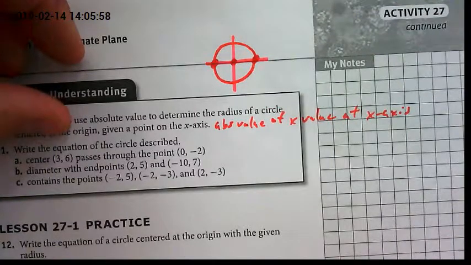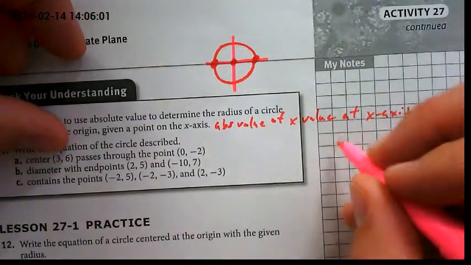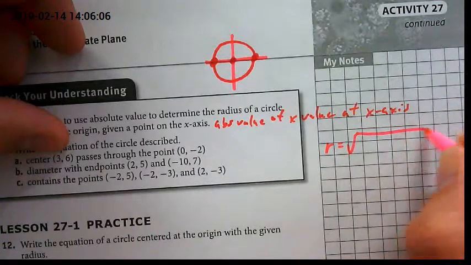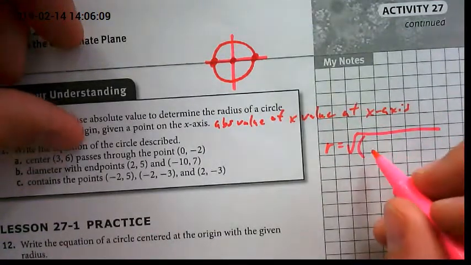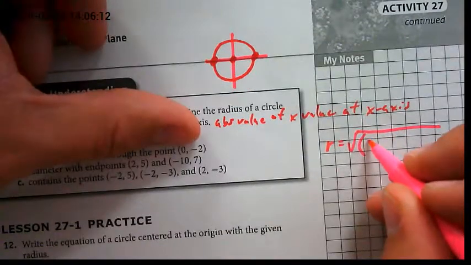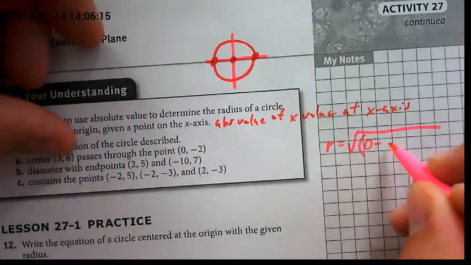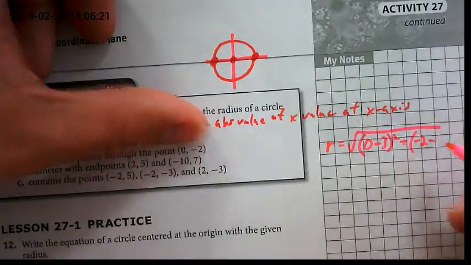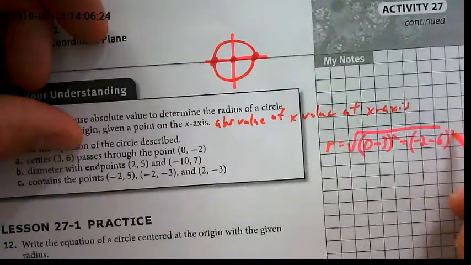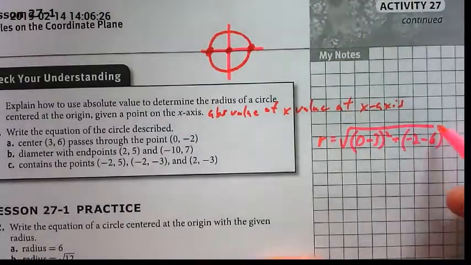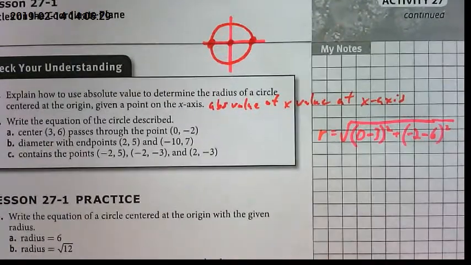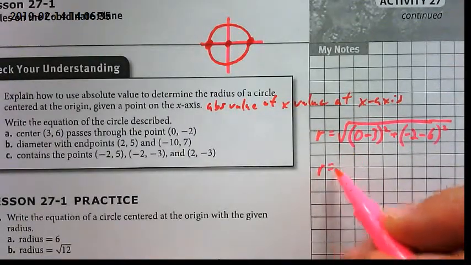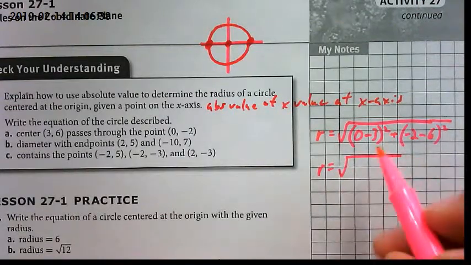So, I'm going to plug in, we have R equals the square root of, and then we had a point on the circle is 0, negative 2, so 0 minus 3 squared plus negative 2 minus 6 squared. Right? So let's figure out what this radius is. We have R squared, and we'll do a square root.